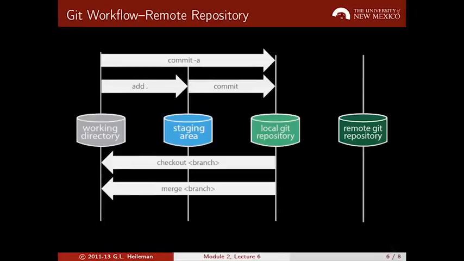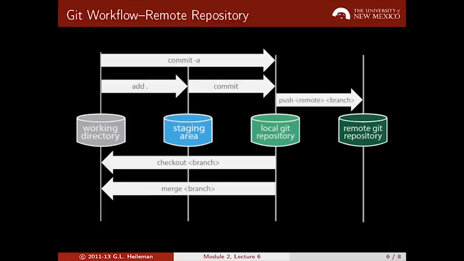So now we've gone through how to add and commit versions within a local repository, but in many cases you want to push those changes up to a remote repository so that others can grab them and use them. The command to do this is called push. You push to the remote repository, and you have to specify which branch you'd like to push up to that remote repository.